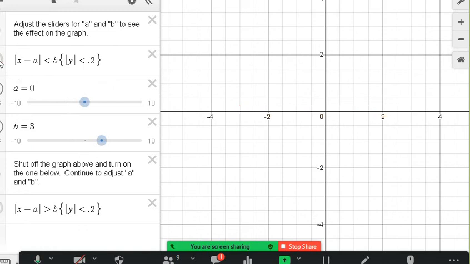Let's shut this off for the second and turn this one on down here. This is the absolute value greater than case. Notice it has two intervals that face away from each other, right? Not one interval in the middle like this. I'll turn that back on for a second. That's your absolute value less than case. Here's your absolute value greater than case. Two intervals that face away from each other.